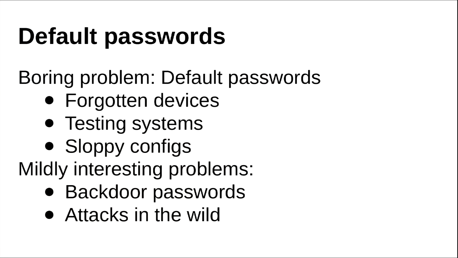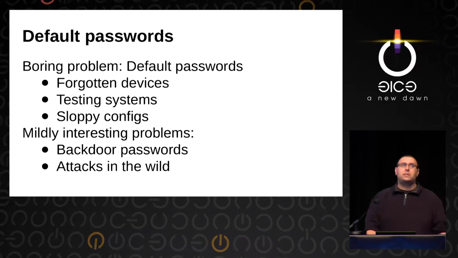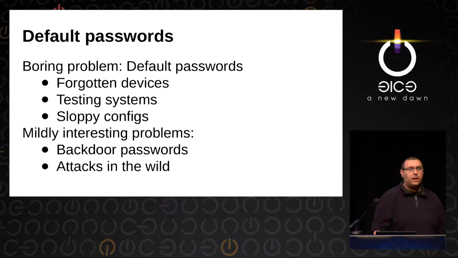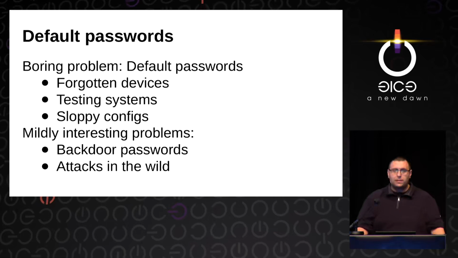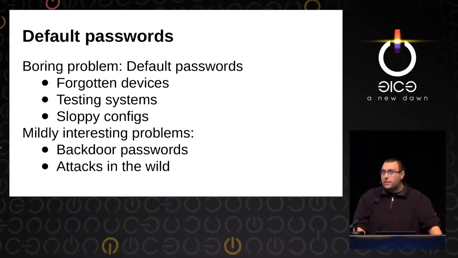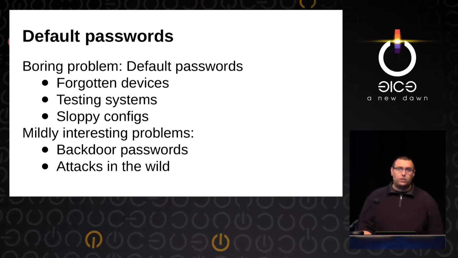The boring problem here is default passwords on devices. Each of you has a router at home, some other type of device. Usually they come pre-configured with a default password. That problem usually is manifested in production via some kind of a forgotten device. In a situation where we need wireless right now, just leave a device and let's get it working. In testing systems, like there's a database, there's one username and password combination that is for the database admin, another one for the system admin, and the second one never gets changed. Or with sloppy configurations. That's a boring problem.